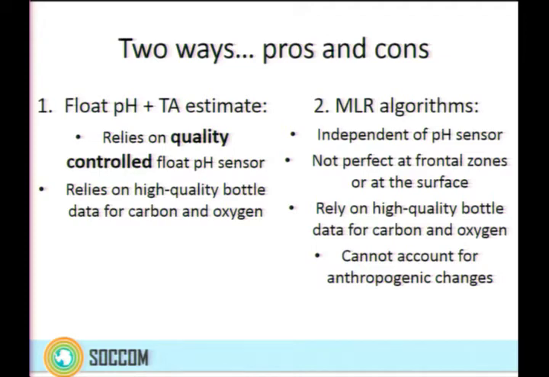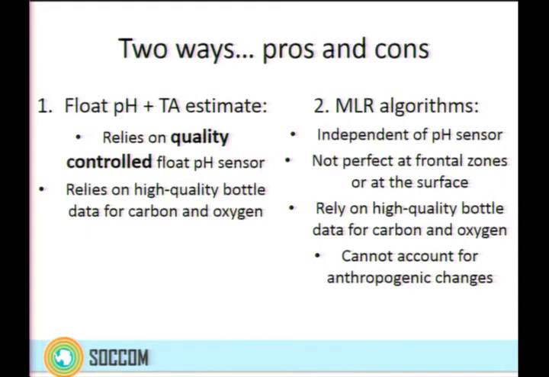At the surface, where oxygen and carbon decouple because their timescales of gas exchange with the atmosphere are different, the algorithm isn't going to work that well. So this could get you in the ballpark, but it's not going to be as good as a quality controlled sensor. And also these MLR algorithms can't account for anthropogenic changes because they're trained using data from a certain time point.